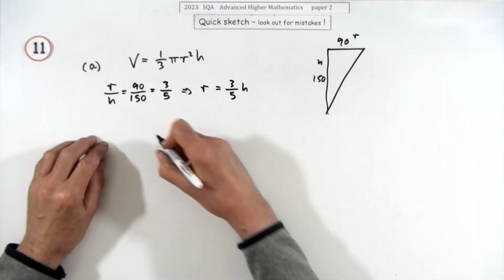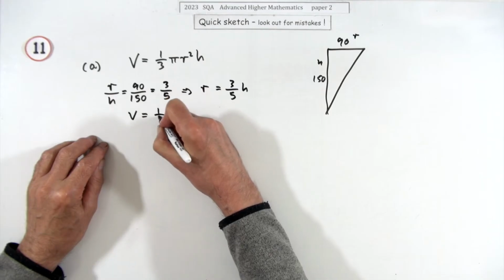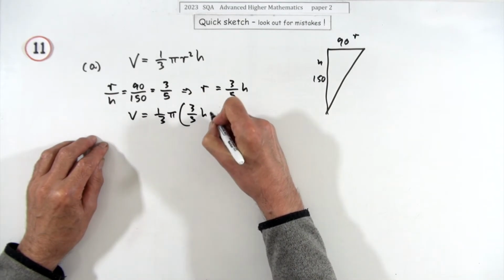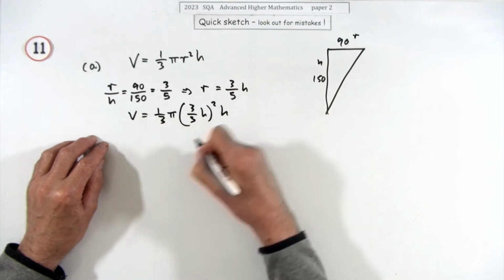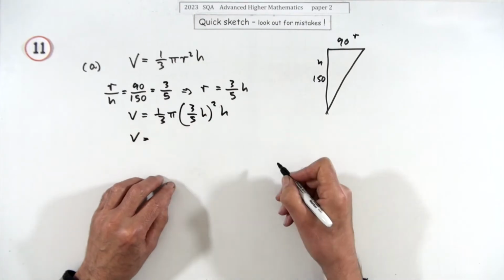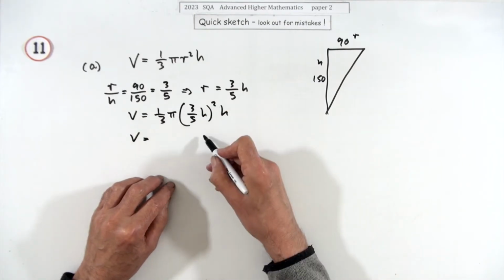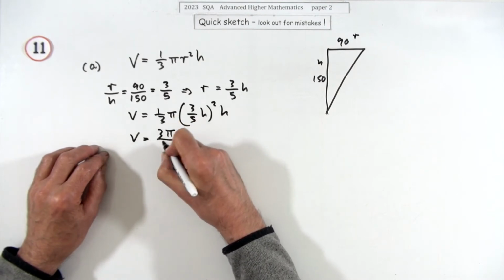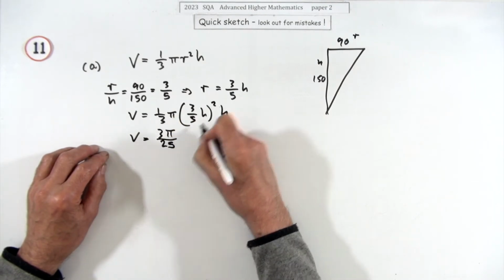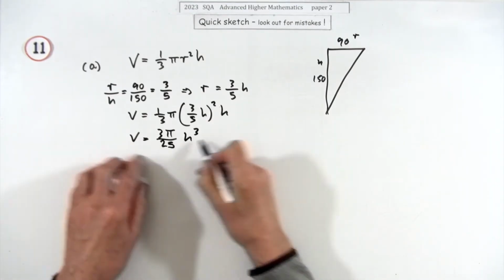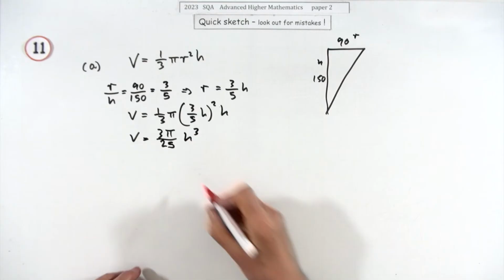Right, now you just put that in. So that volume will be 1/3 of pi times 3/5 of the height squared, times the height. Now just take all the numbers out. That was a 5 under there, so that 3 will knock out one of them, leaving a 3 and a 25. So that's 3 pi upon 25 and then h cubed. They had the line going under it all, but I've just left it like that.